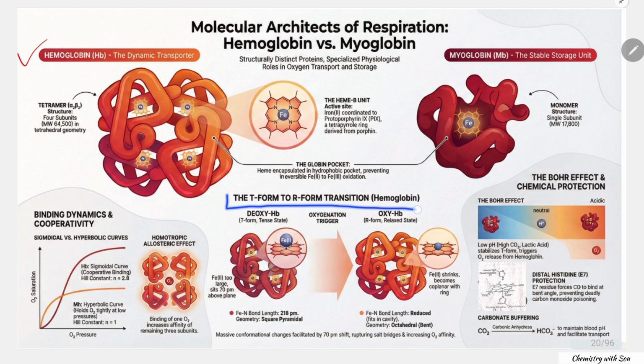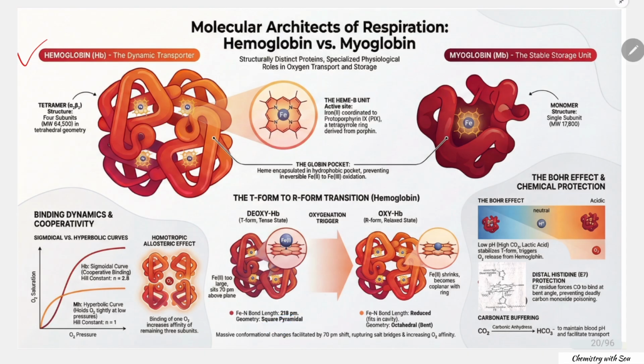After that, we will discuss the T form and the R form of hemoglobin. So this is the tense state and this is the relaxed state. The deoxy state is also called the tense state, because iron is in the +2 state and a high spin complex. So iron is out of the cavity of the porphyrin ring due to its larger size.